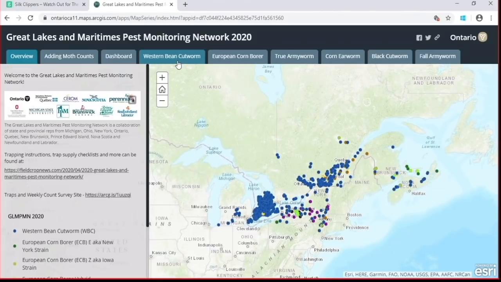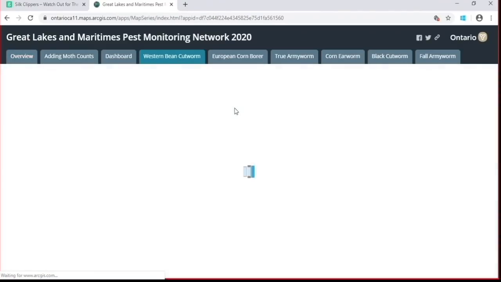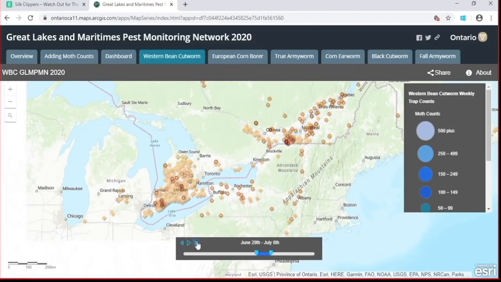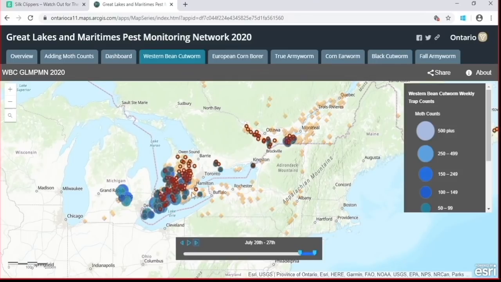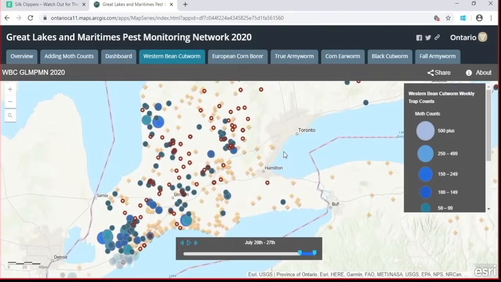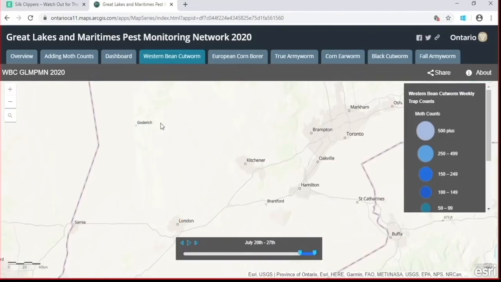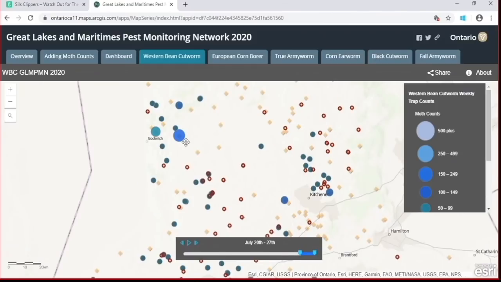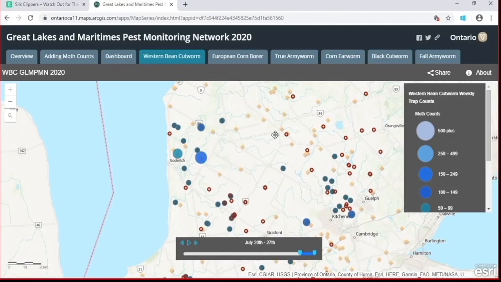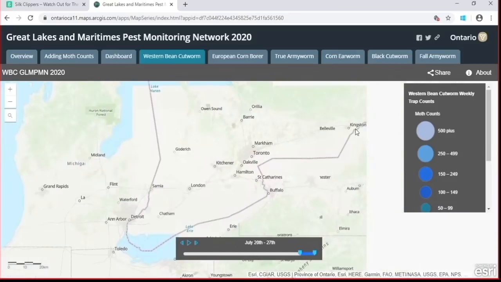So on this dashboard, you can click on the different tabs, and I'm just going to quickly show you what activity is going on with Western bean cutworm right now. When you arrive on this tab, you do want to jump to the most recent week, and then you can zoom in and see some of the activity that's going on, and even within your own closer locale, you can click on these various traps and see what their latest count is. That's one way of doing it, and certainly it applies for all of the different regions on this network.